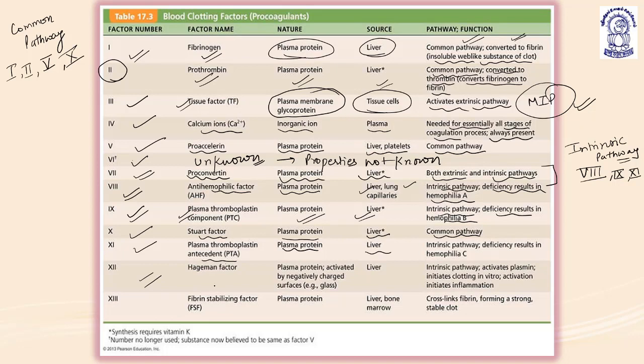Then factor number 12, Hageman factor. It is a plasma protein activated by negatively charged surfaces like glass. It is found in the liver. Intrinsic pathway, factor number 12. It activates plasmin. It initiates clotting in vitro. Activation also initiates inflammation, so it is also a promoter of inflammation.